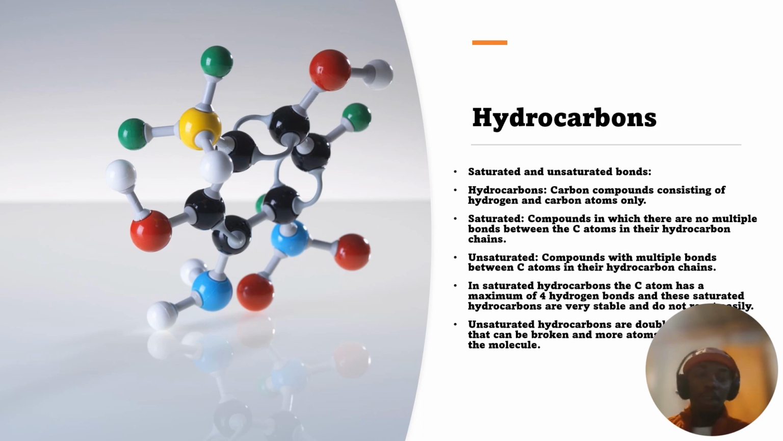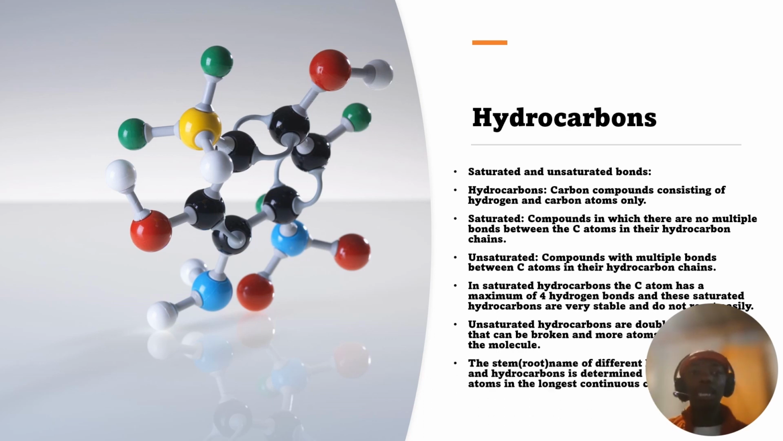And then it says unsaturated hydrocarbons have double or triple bonds that can be broken, and more atoms can bond with multiple molecules, right? So the double bond that you find in unsaturated hydrocarbons can be broken down, so that the compound can become saturated. Meaning that it's not as stable as saturated hydrocarbons, which have the maximum of four bonds.